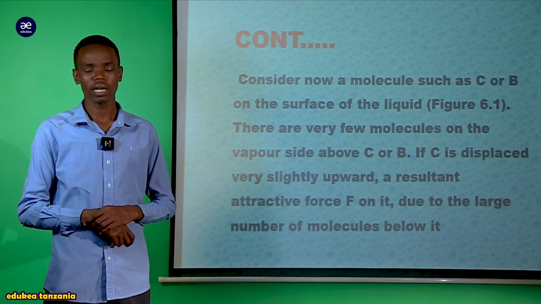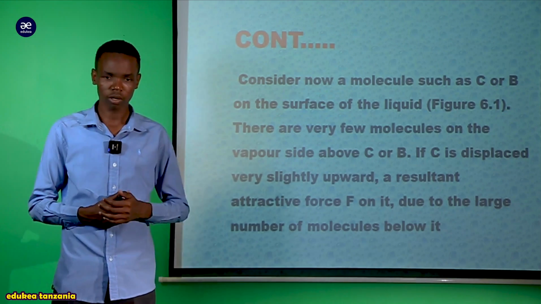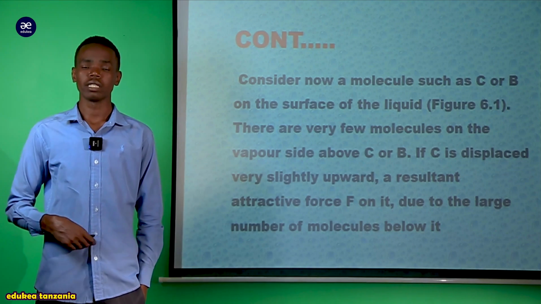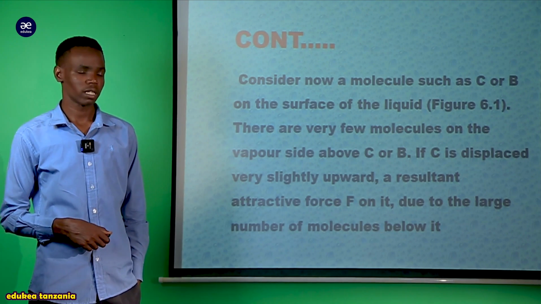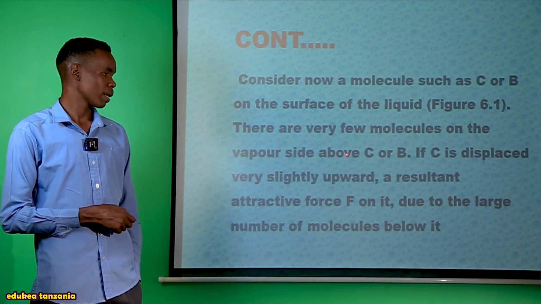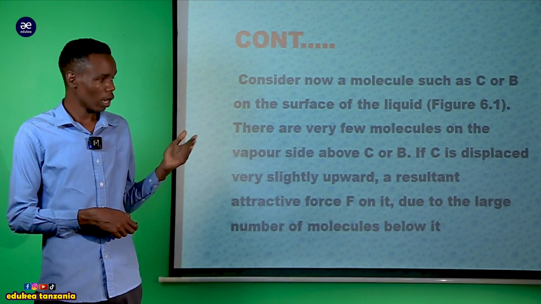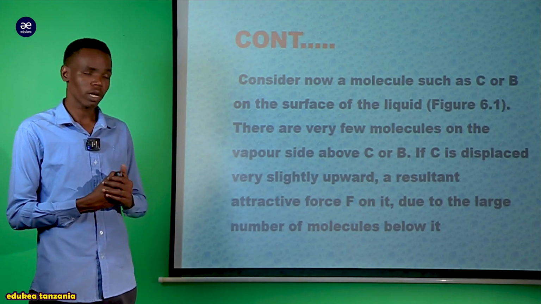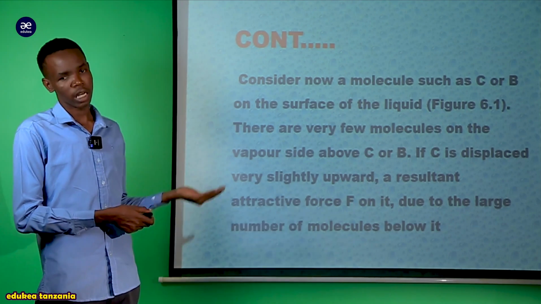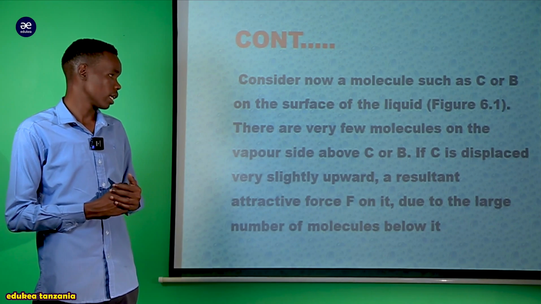Now consider a molecule such as C or B. Let us go and consider a molecule C and also B on the surface of the liquid as it is shown on our figure number 6.1. So there are very few molecules on the vapor side above this C or B. Hakuna molecule ambao wata exert kwenye vapor side kwenda juu, kama tulivyoona kwenye zile diagram.